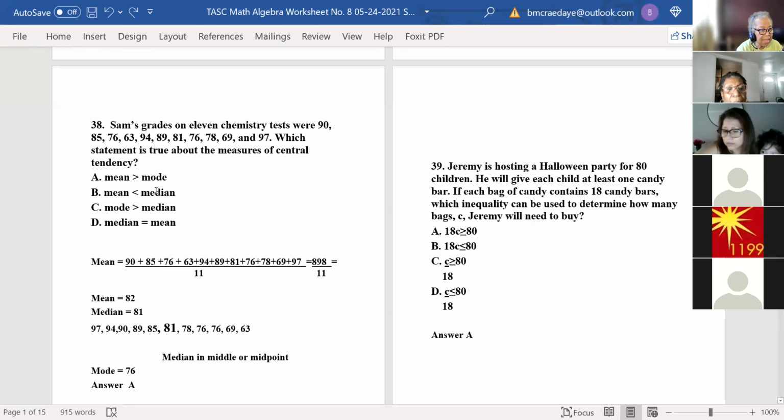It's not that the mean is less than the median, because the mean is 82 and the median is 81. The mean is greater than the median. The mode is not greater than the median because the mode is 76 and the median is 81. It's less. And of course, they're not equal. So it's A, answer A. Okay, so you just wrote the wrong answer. Yes, instead of A, I think I put C. The mode is 76, so that's not greater than the median of 81. So you just made a mistake in comparison, but you figured everything out.